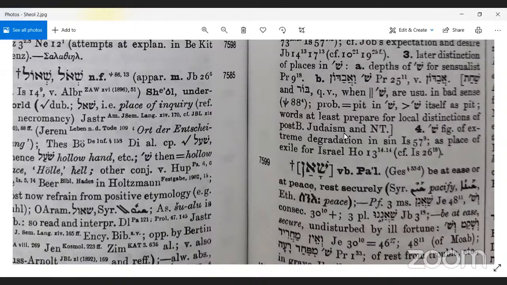Okay, and then 4, figuratively of extreme degradation and sin as a place of exile for Israel. Okay, so this is where it's coming from. Post-Babylonian Judaism and New Testament. That explains why they're using New Testament verses, right? Because that's where you find it.